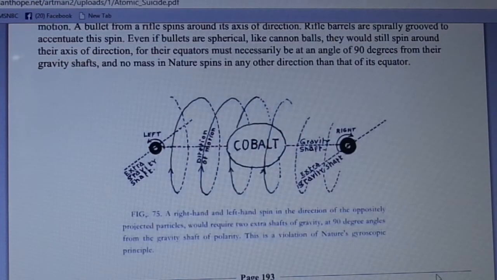Figure 75. A right-hand and left-hand spin in the direction of the oppositely projected particles would require two extra shafts of gravity at 90-degree angles from the gravity shaft of polarity. This is a violation of nature's gyroscopic principle.